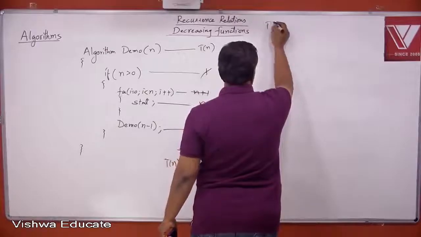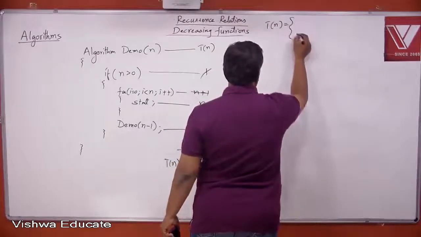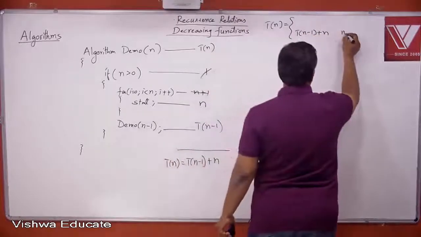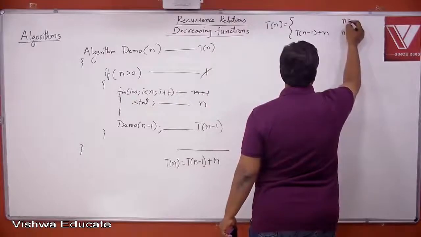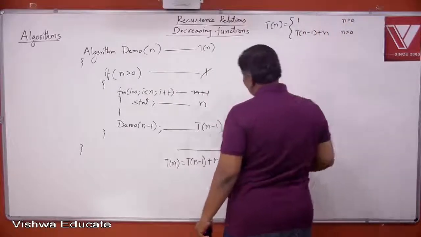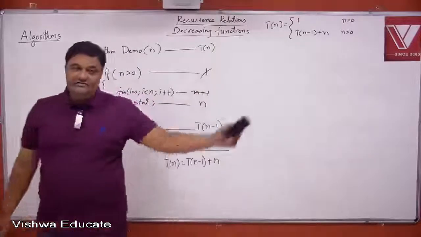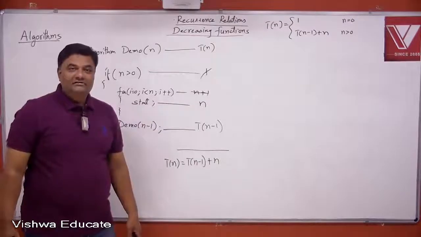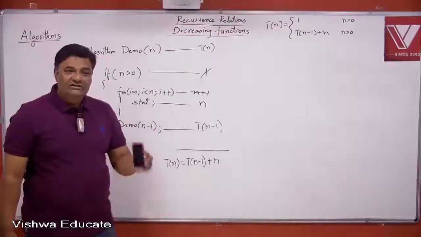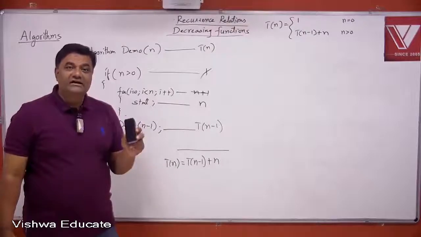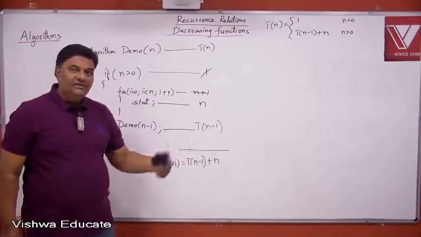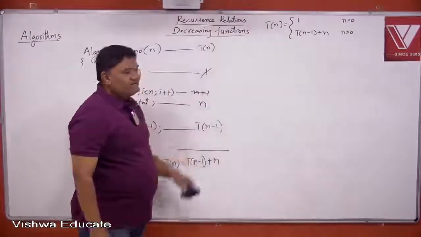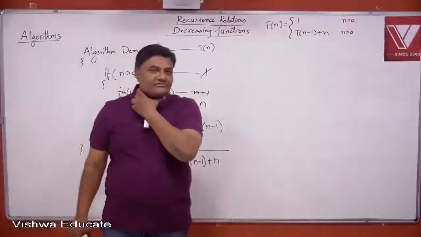Let me write the recurrence relation. T(n) is equal to T(n-1) plus n if n is greater than 0. When n is equal to 0, this is 1. This recurrence relation, solve that. Solve it by substitution, you know. The new thing that we learned just now is the assumption. Same, n minus k is equal to 0. So we have to take n minus k is equal to 0, for all decreasing functions. Same assumption.